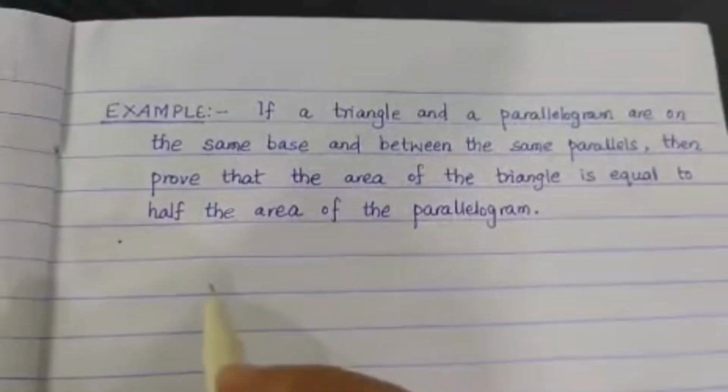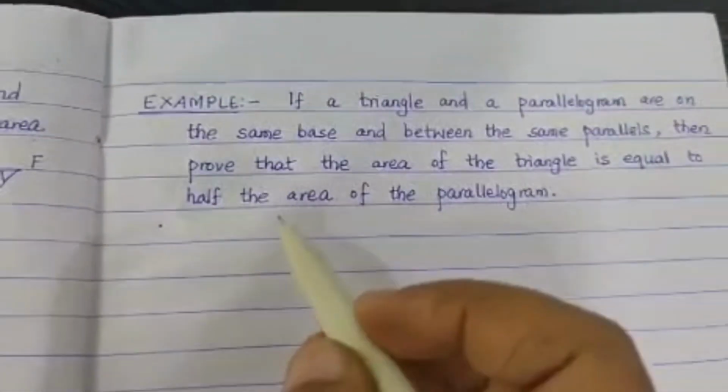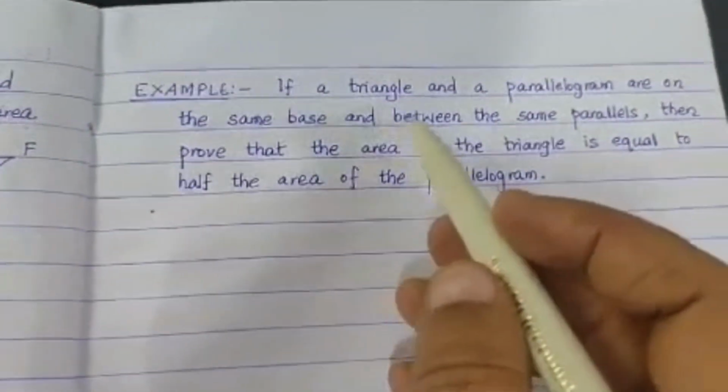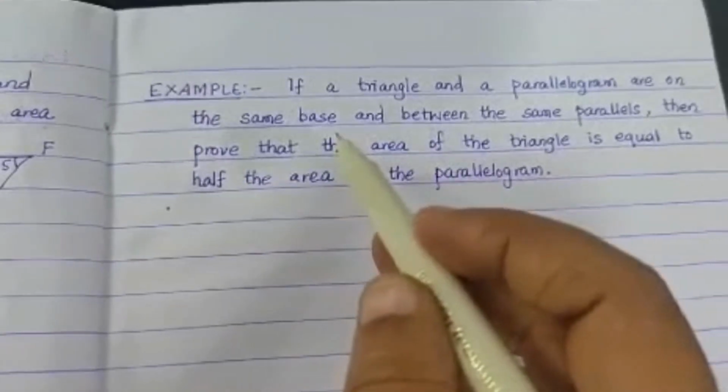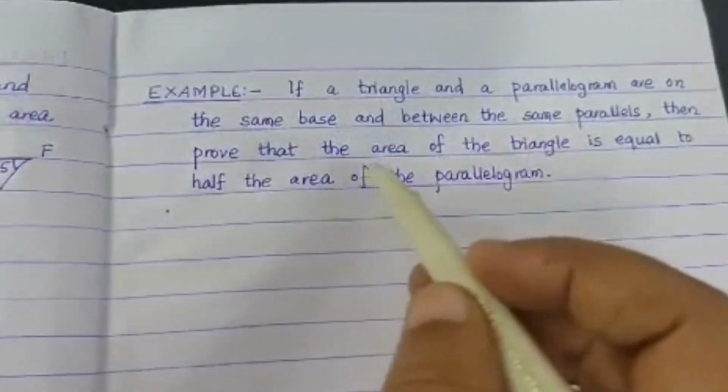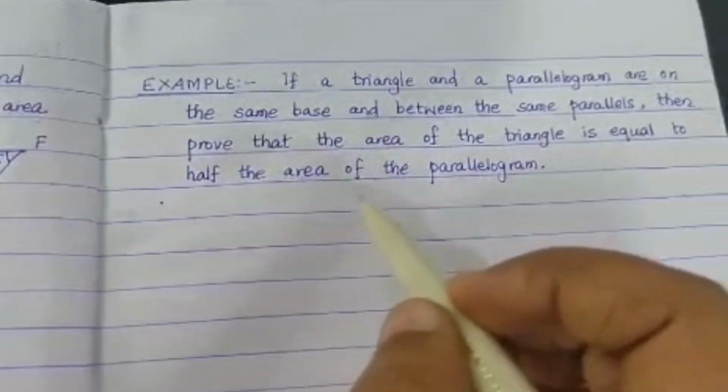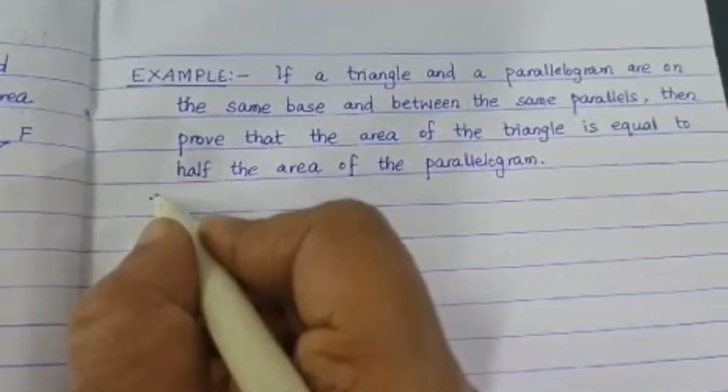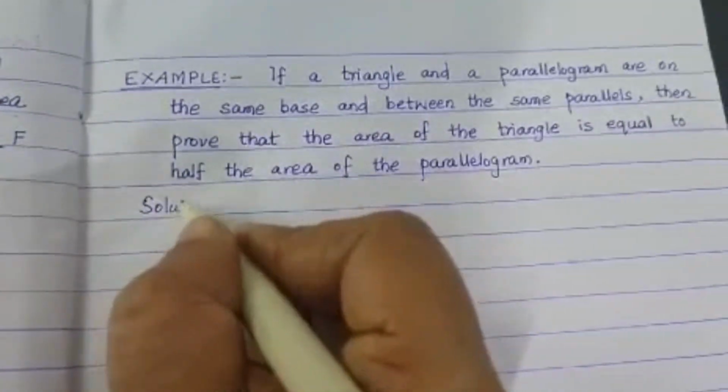Let's move on. Okay, now let's come to this example. If a triangle and a parallelogram are on the same base and between the same parallels, then prove that the area of the triangle is equal to half the area of the parallelogram. Okay. So let's solve it.